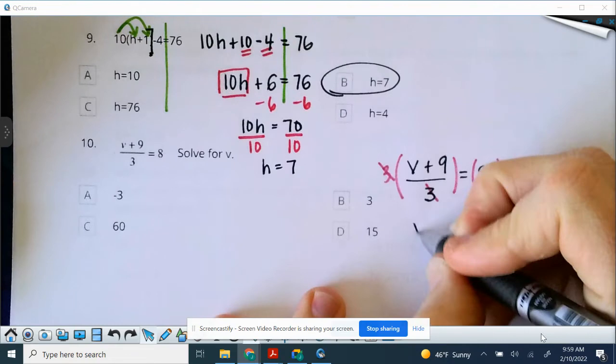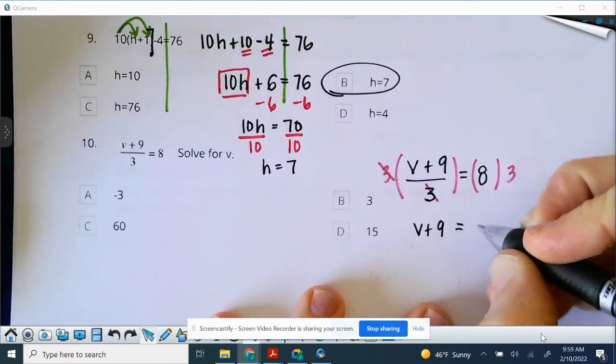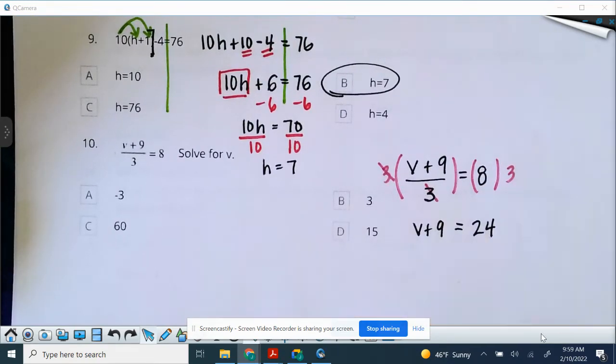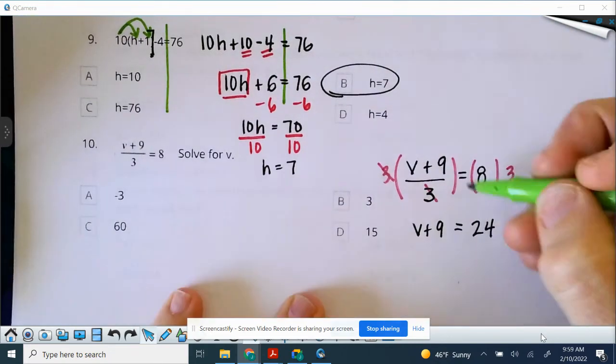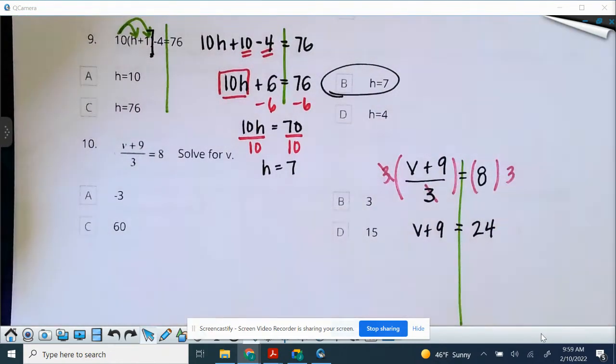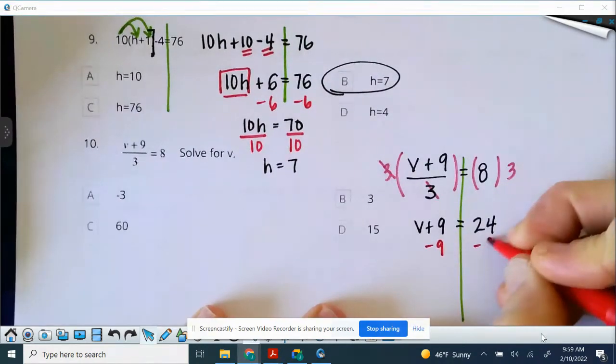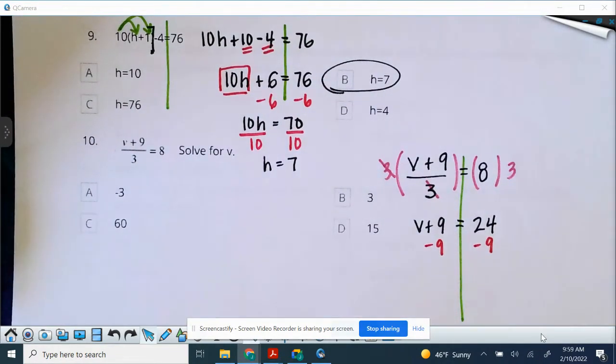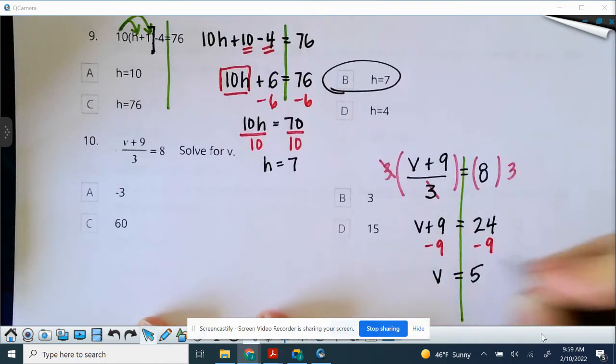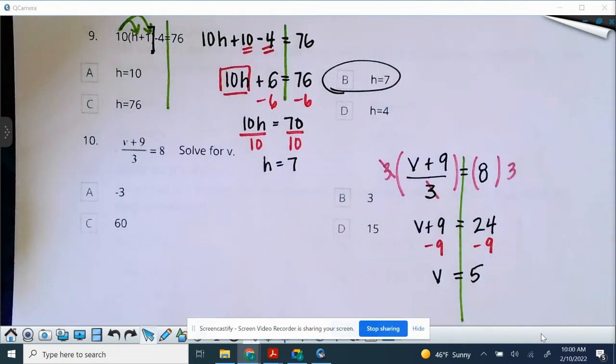So V plus 9 equals 24. V is not by itself yet. We are going to subtract 9 from both sides because it's attached to V by addition. So V is going to equal 5. About to say 15. Sorry. 5.